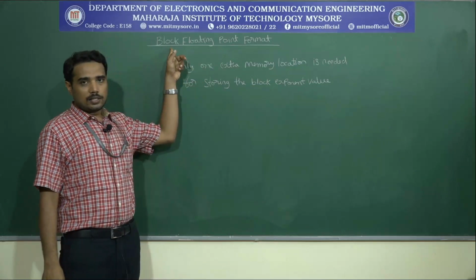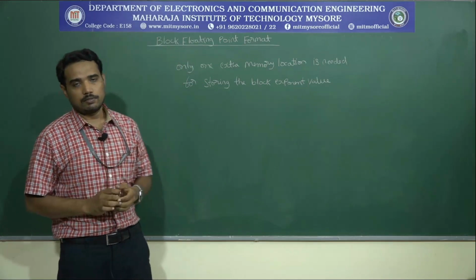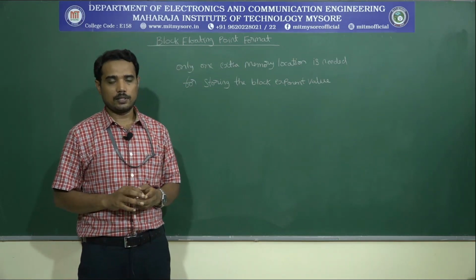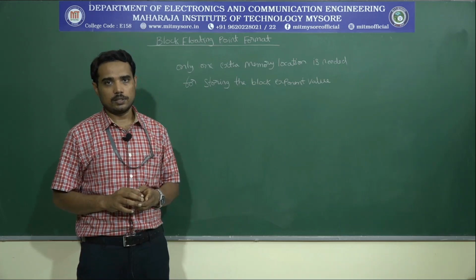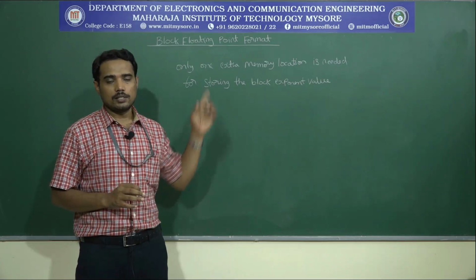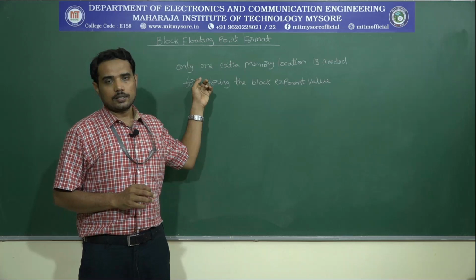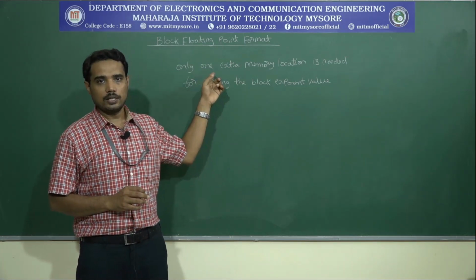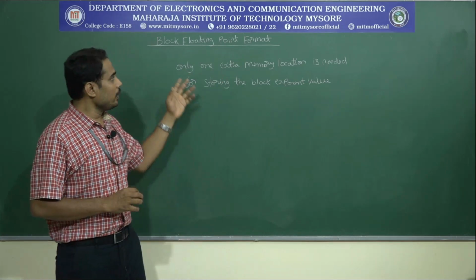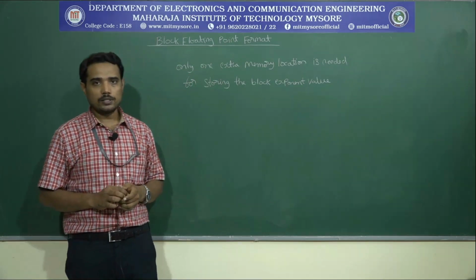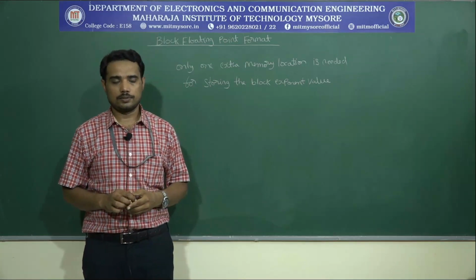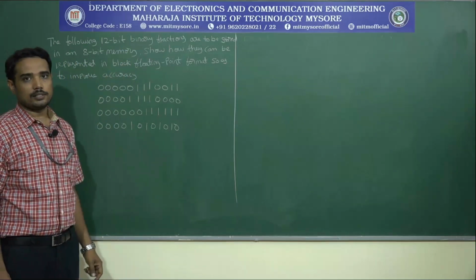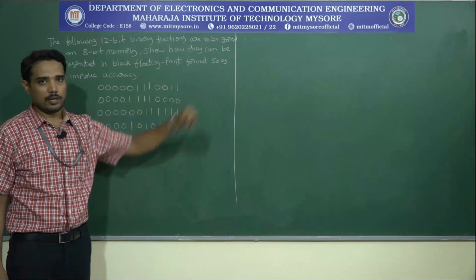The meaning of block here refers to a group of bits. We are going to move with respect to a group of bits, not with respect to 1 or 2 bits. A group of bits is going to be considered in the case of this block floating point representation. Now, let us see an example of how this format is going to work. Now, let us consider the given problem and let us arrive at the solution.